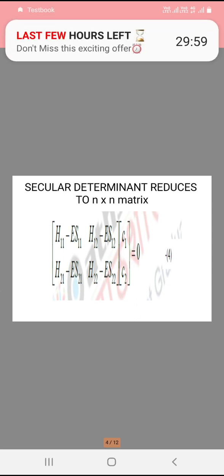The secular determinant obtained for a two pi electron system can be written as H11 minus ES11, H12 minus ES12, and second row H21 minus ES21, H22 minus ES22. So this is an n by n secular determinant. In the case of the ethylene system containing two carbon atoms, we write the 2 by 2 secular matrix.